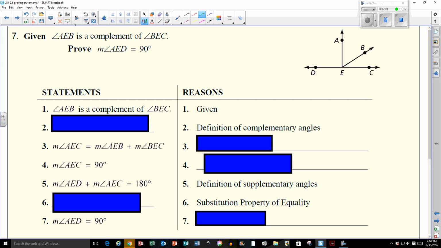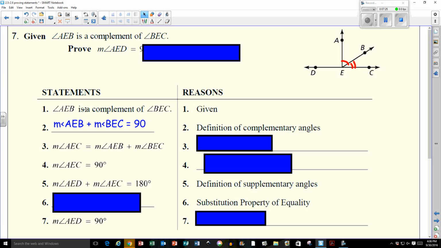Okay, this one says angle AEB, that would be this angle right here, is the complement of BEC. Well, if they're complements, remember, what does that mean? That means that they add up to 90. So since that's what's given, I have the statement and reason given. If AEB is a complement, then if I add them together, I get 90, because that's the definition of complementary, two angles that add up to 90.